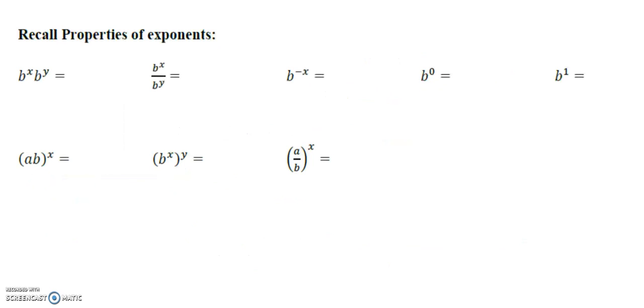So the next thing I'm going to ask you to do is to recall your properties of exponents. So thinking about each one of these scenarios, see if you can fill in an answer to simplify each one of them. Go ahead and pause your video.